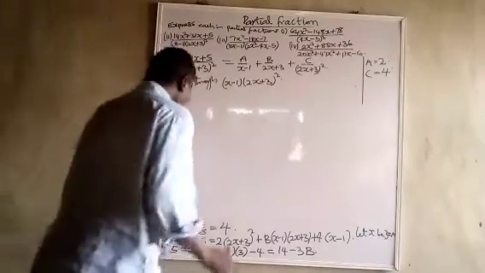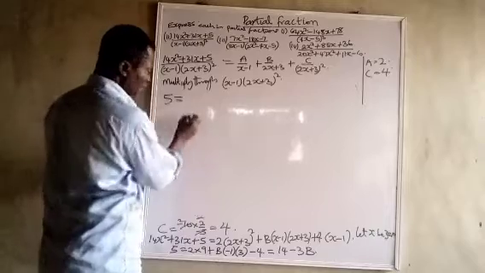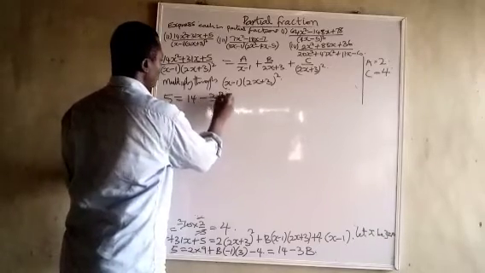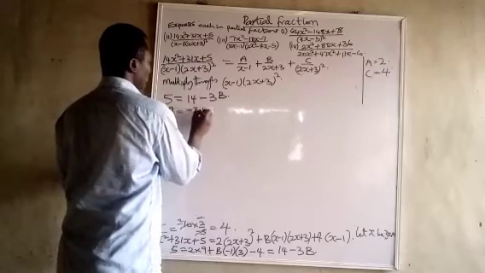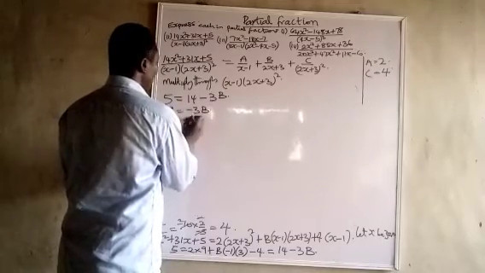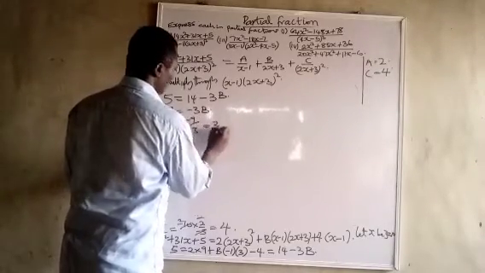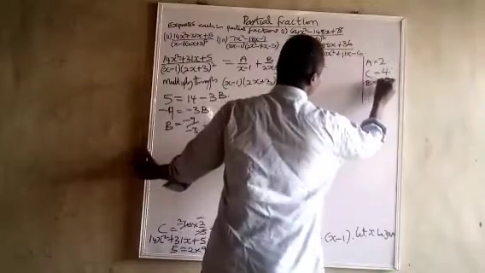Now, let me transfer this up. So 5 is equal to 14 minus 3b. So let me subtract 14 from both sides. I'm going to have minus 9 is equal to minus 3b. So b is equal to minus 9 divided by minus 3 is equal to 3. So b is equal to 3.